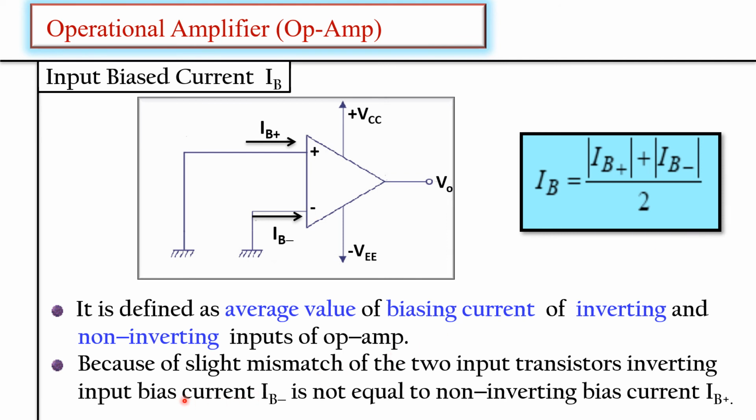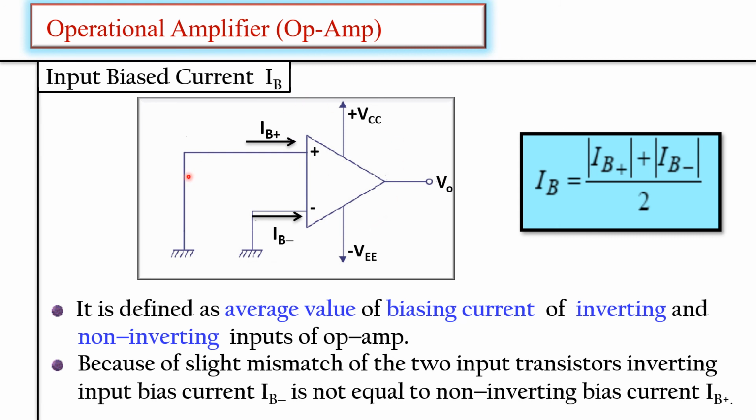Because of some mismatch between the two transistors, there will be some difference between the two biasing currents. There is a slight difference between the two input transistors, so the inverting input biasing current is not equal to the non-inverting biasing current. In a general purpose op-amp, this input bias current is in the range of nano amperes for the practical circuit. So that is input bias current.